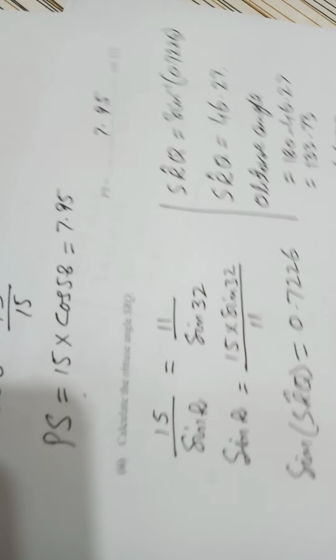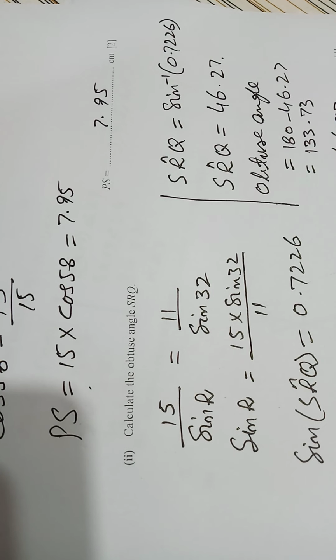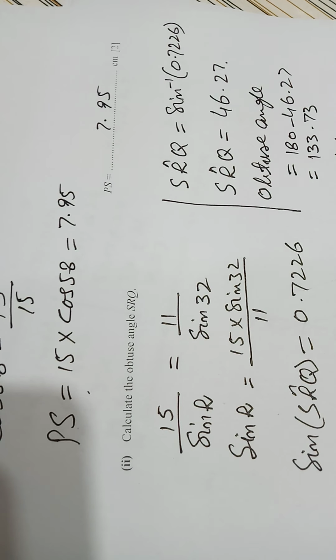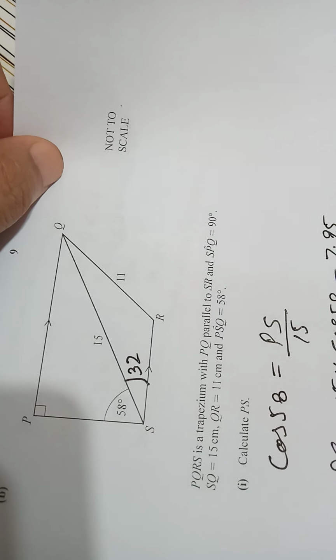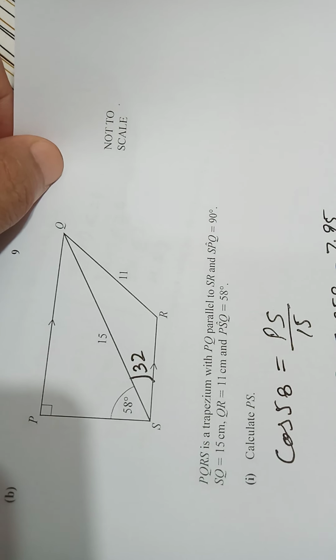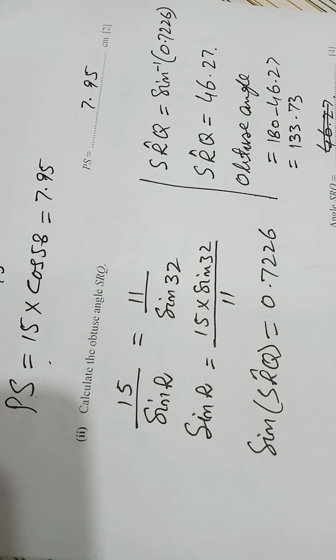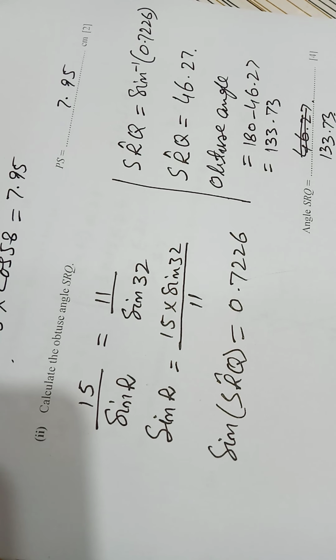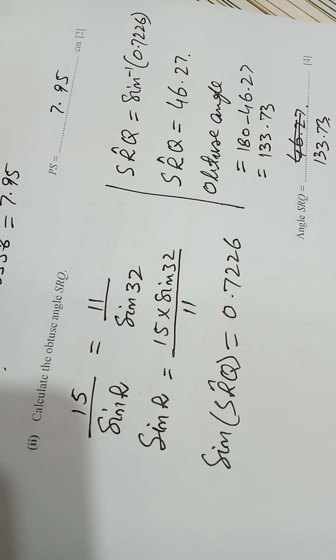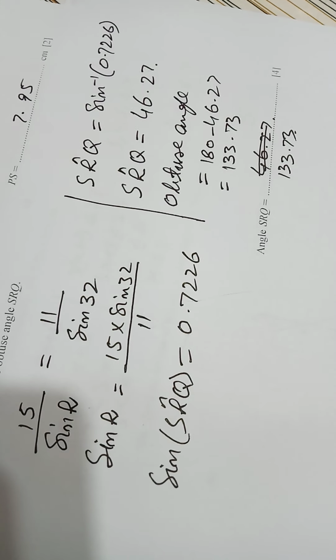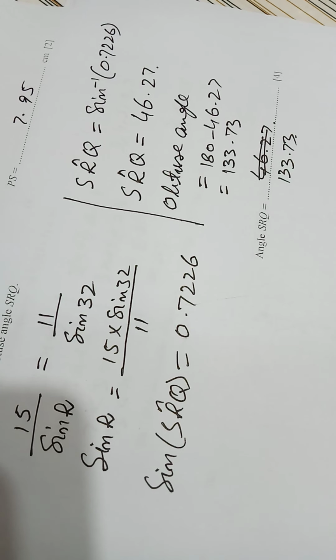Further, in part 3, calculate the obtuse angle SRQ. From the figure, angle SRQ, you can see that here we will use the sine rule. So for the sine rule, 15 over sine R is equal to 11 over sine 32. After cross multiplication and taking shift sine, your angle will be 46.27, but he is asking for the obtuse angle. Subtract this angle from 180 degrees, so you will get the obtuse angle.